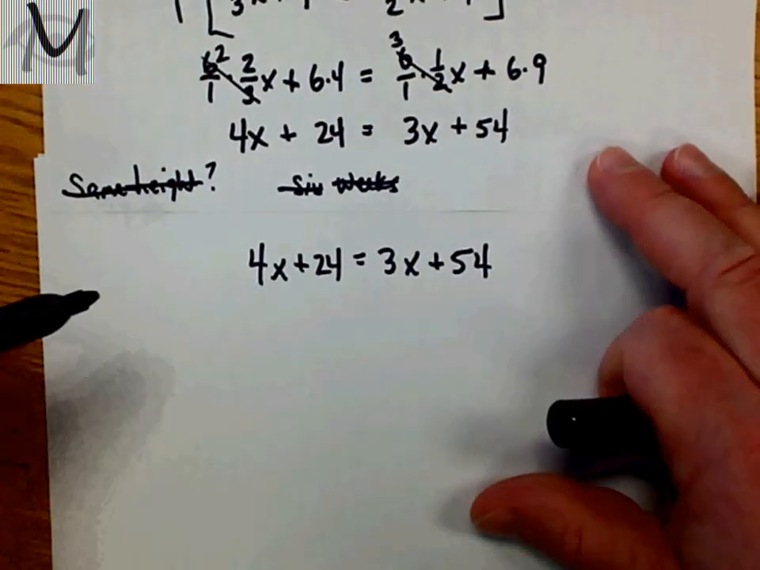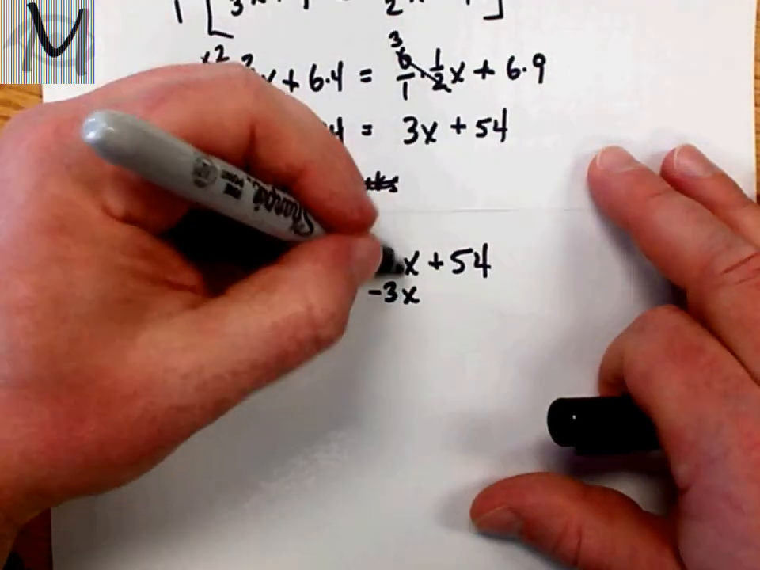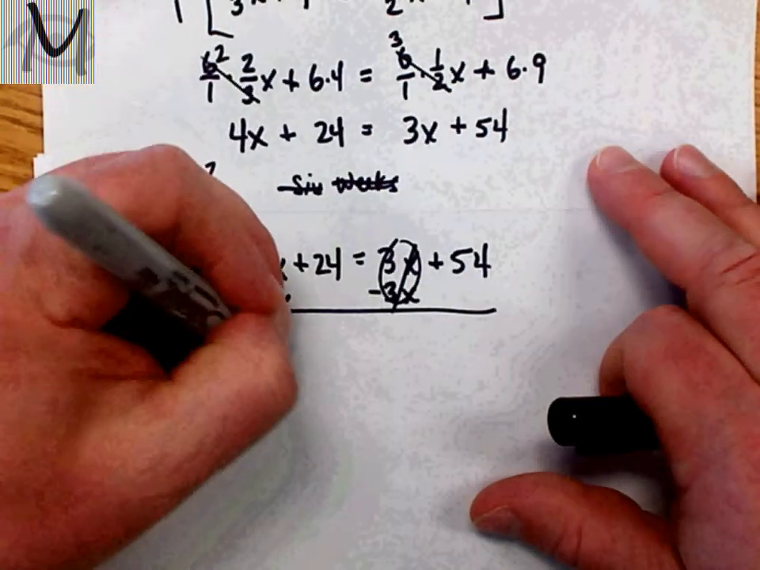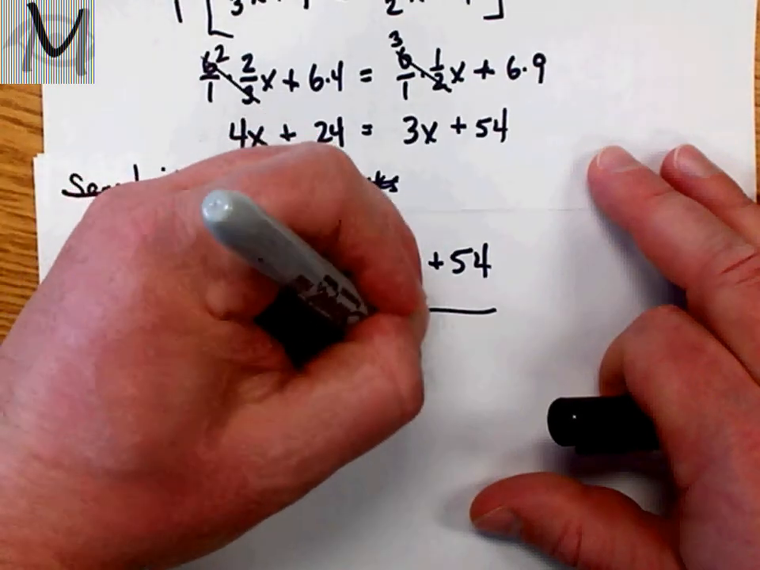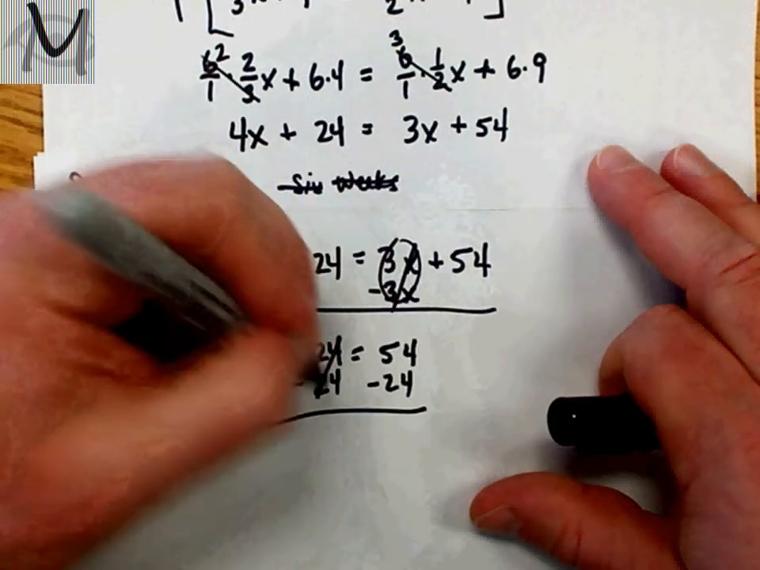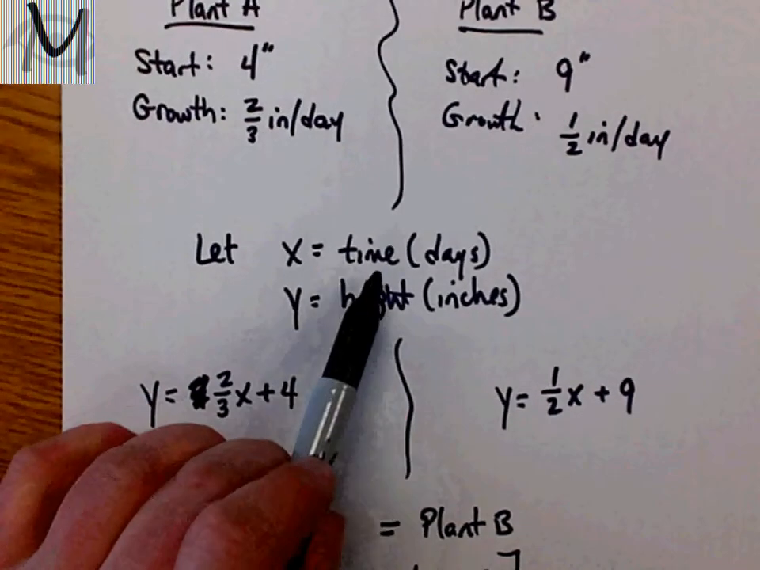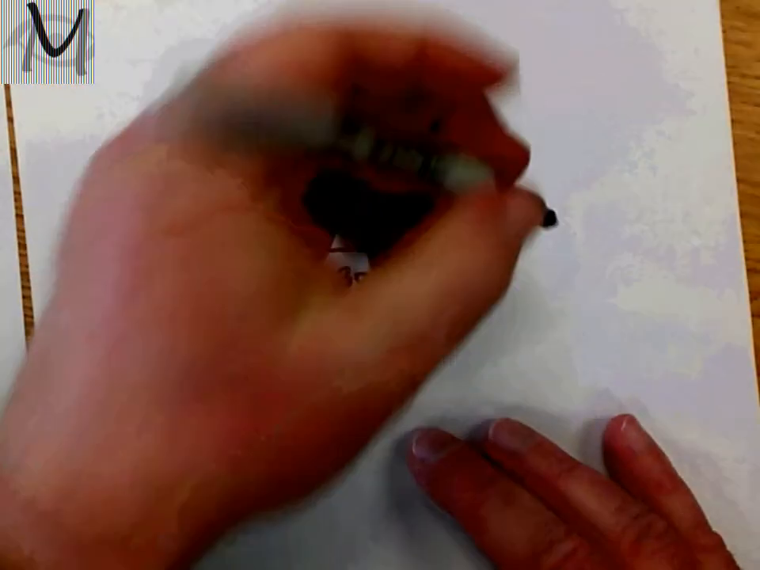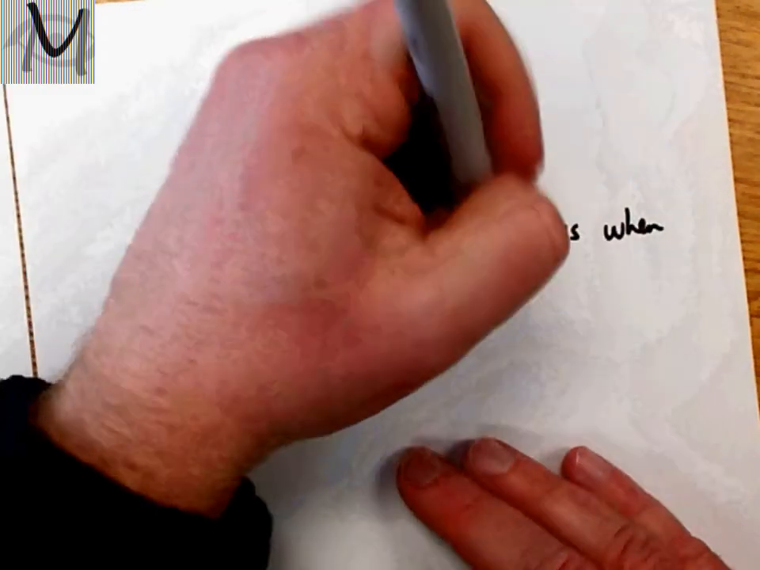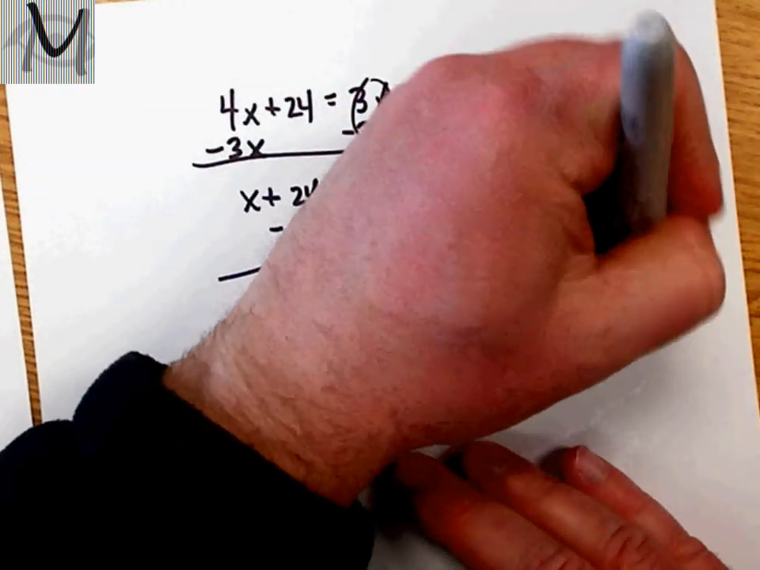So my next step is to create a zero pair. So if I subtract 3x on the right, I've got to subtract 3x on the left. So I get x plus 24 equals 54. Subtract 24 from both sides. x equals 30. Remember that x stands for time in days. So my answer is it'll be 30 days when plant A equals plant B.